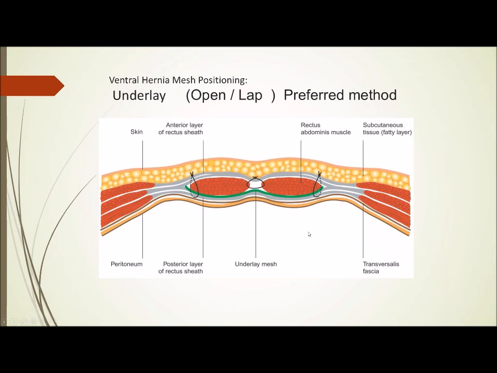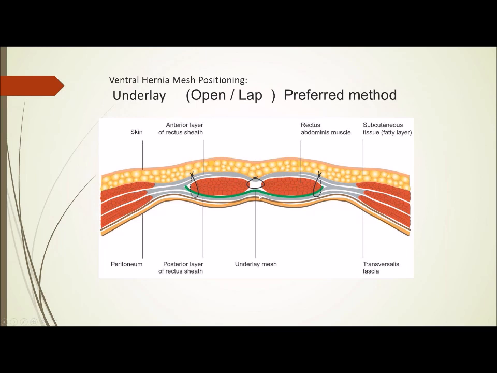So remember, underlay could be two. Underlay to the rectus abdominis, that means in front of the posterior layer of the rectus sheath, or it could be an underlay in front of the peritoneum, in between the peritoneum and the posterior sheath. So it could be here or as shown here.